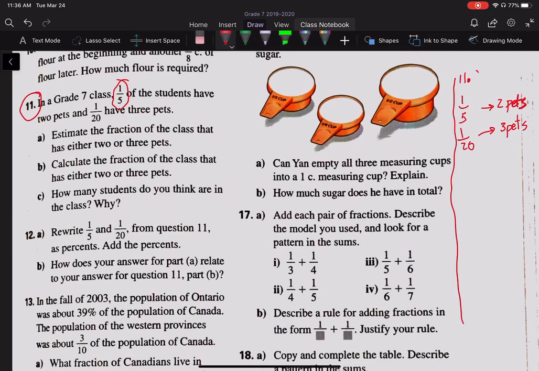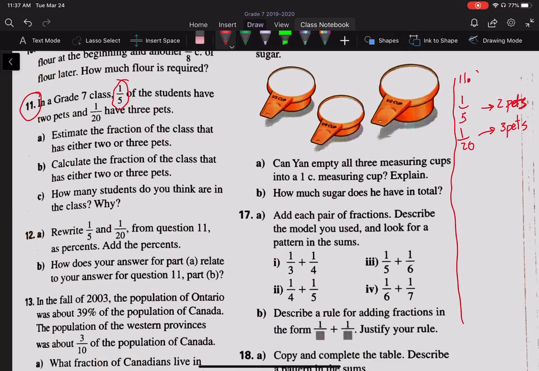Estimate the fraction of the class that has either 2 or 3 pets. So really the question is asking us to find the combination of people who have 2 and 3 pets together. If 1/5 of the class has 2 pets and 1/20th of the class has 3 pets, we can actually find out how many altogether.